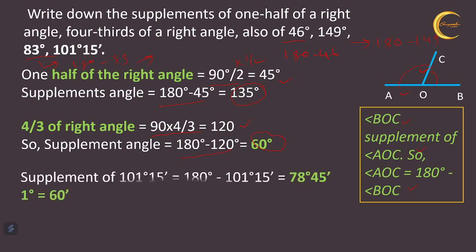So the next problem is 101 degrees and 15 minutes. We should know the terms of the minutes. So here we see 1 degree equals 60 minutes. You only need to know this to solve this problem. So 180 degrees minus 101 degrees 15 minutes, and if we calculate, we will get 78 degrees 45 minutes. This first problem is very easy to solve, but you only need to know the supplement angle.